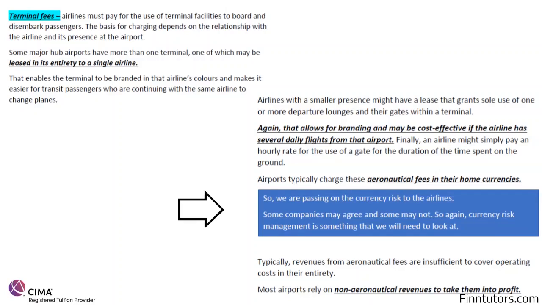Finally, an airline might simply pay an hourly rate for the use of a gate for the duration of the time spent on the ground. If you don't want to make a lease agreement, you can just pay by the hour.